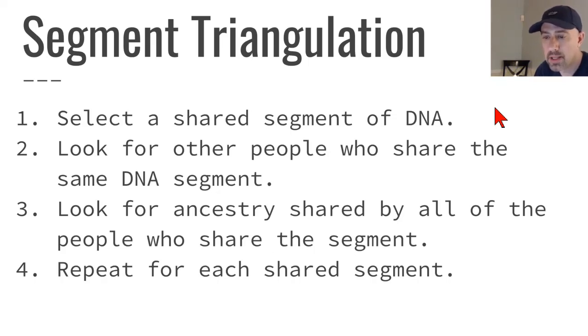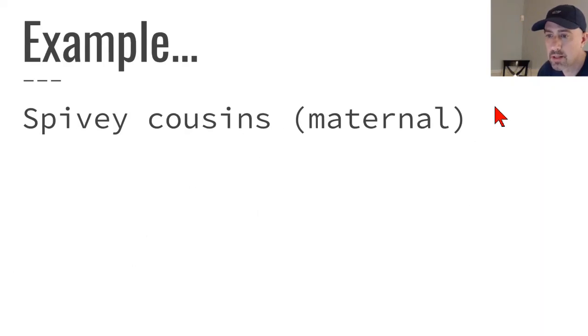And then you can repeat that process segment by segment for each of your matches, and you can get a lot of insights, very precise insights into your family history through this process. So that's the general concept of segment triangulation. And we're going to focus on a specific method of triangulation. But before we move on to that, I'm going to give you a simple example of triangulation.